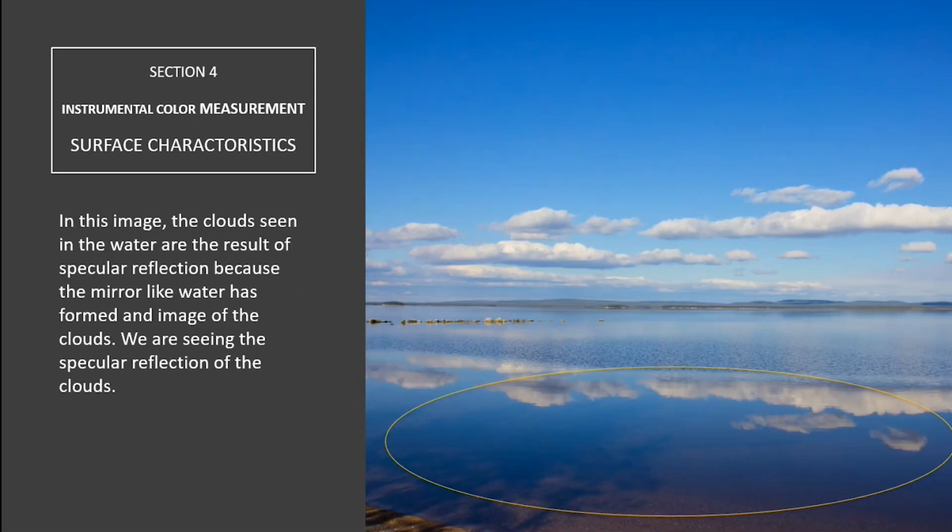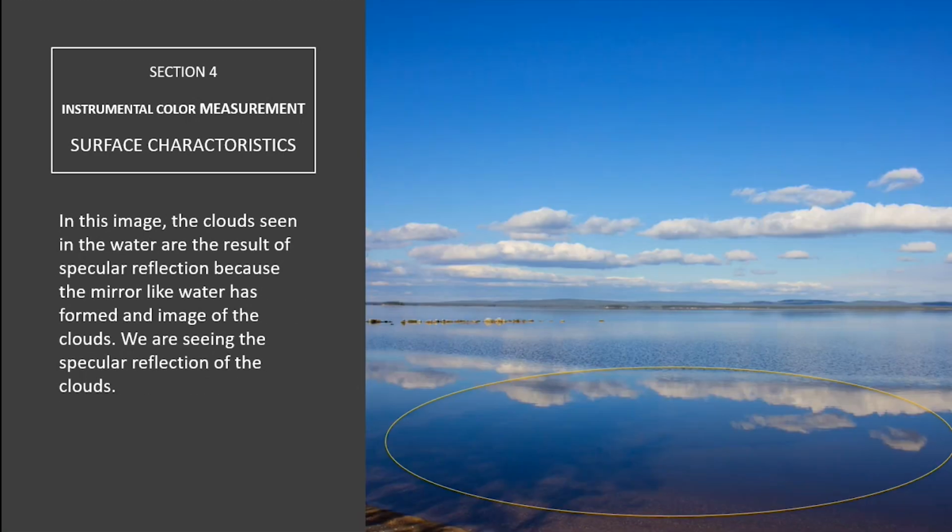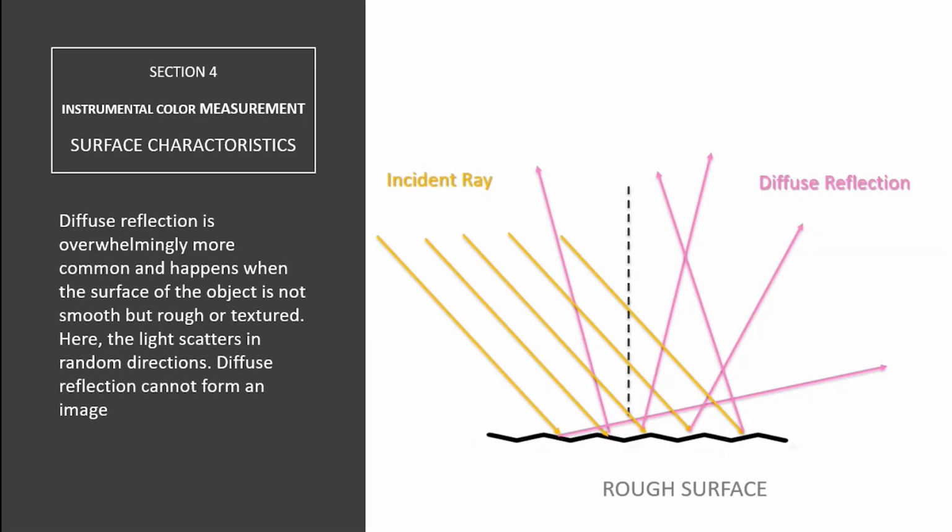So let's look at a practical example. If we look at this lake, up front we see very smooth water, and what we're seeing is the specular reflection of the clouds in the sky, because the water is very smooth, almost mirror-like. So that would be specular reflection.